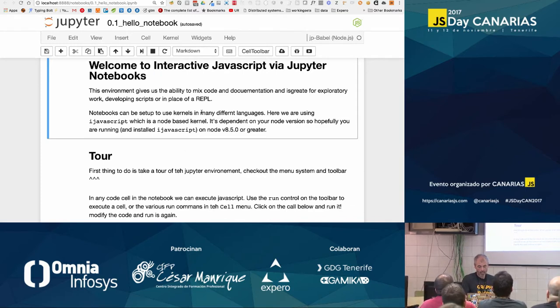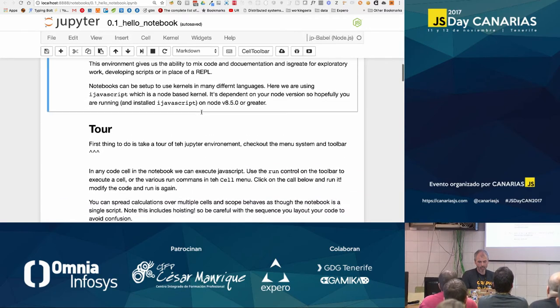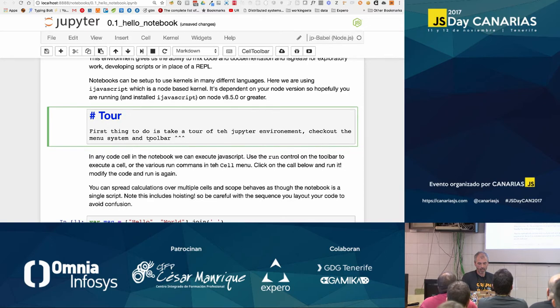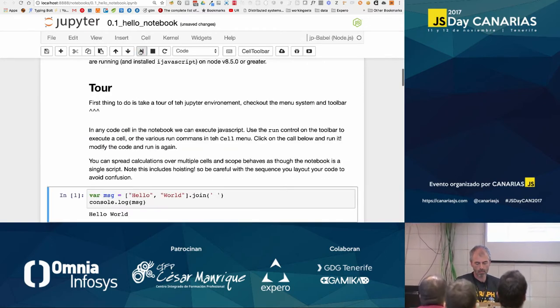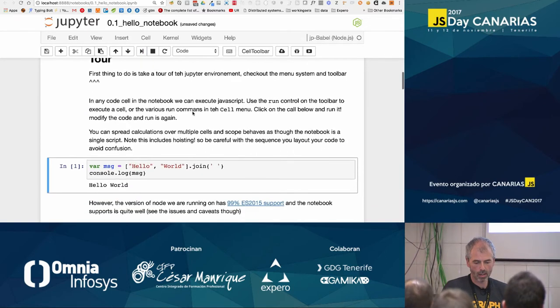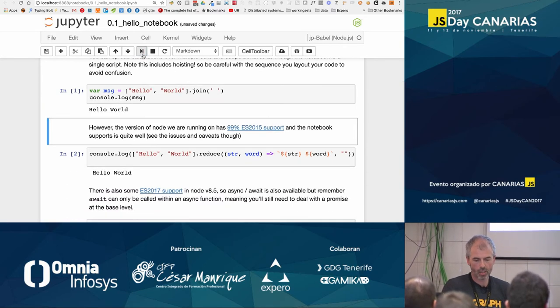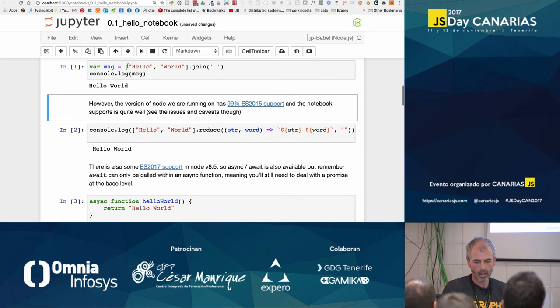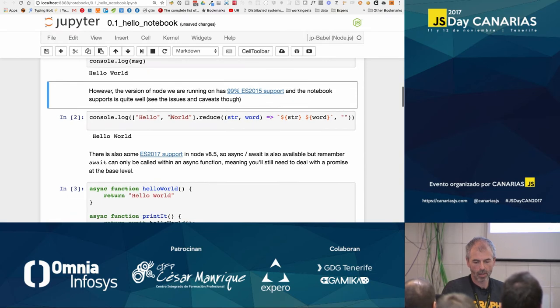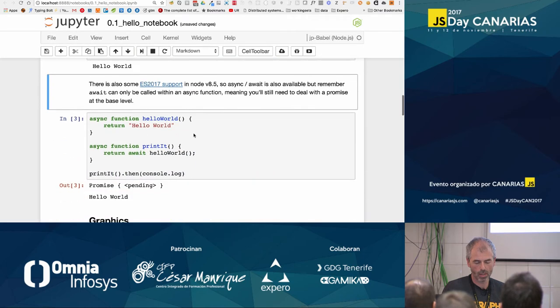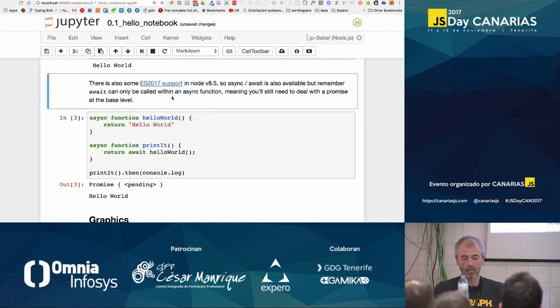So the notebook's like this. It gives you an environment. The JavaScript plays quite well. These are actually markdown cells, which we can run and it'll render. And then Hello Notebook is just to show you some of the JavaScript. So we can just write plain JavaScript in there. Console log works. There's some ES2017 support.